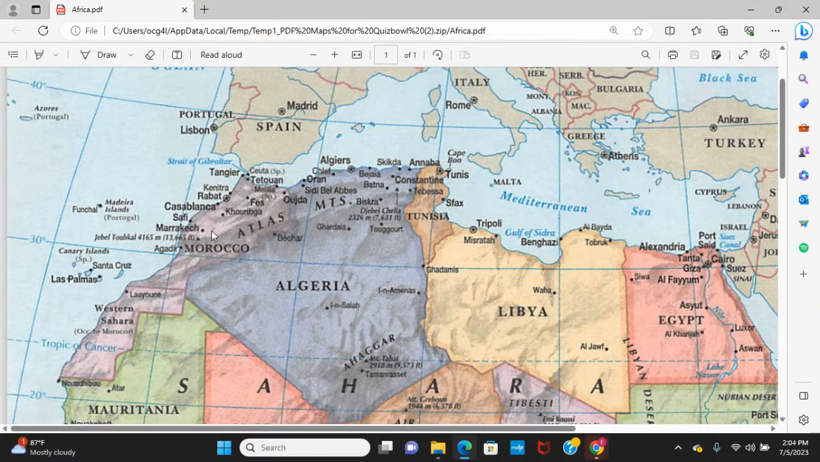So here we're going to begin in the Atlas Mountains. The Atlas Mountains are a tall mountain range that dominates this area of the continent, and there is a sub-range that comes up often in Quizbowl questions called the Toubkal. And here you can see Jebel Toubkal, which is a particular mountain in that sub-range of the Atlas Mountains. So knowing that obviously will earn you some points.